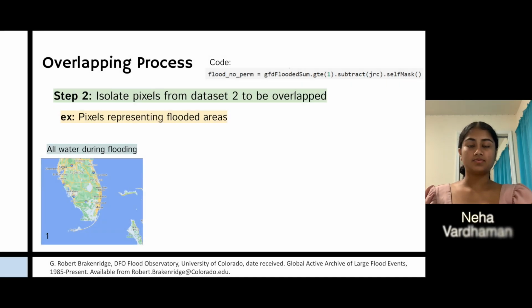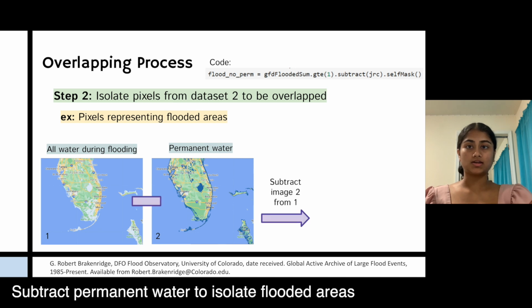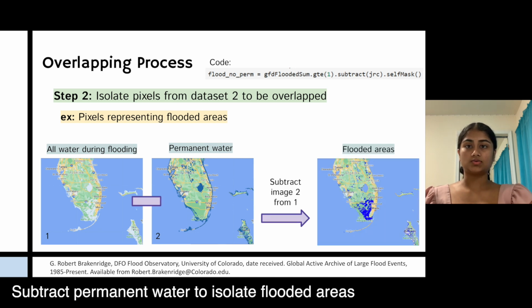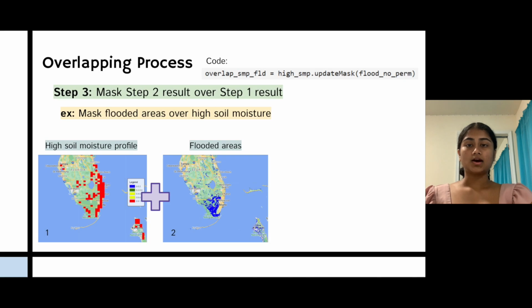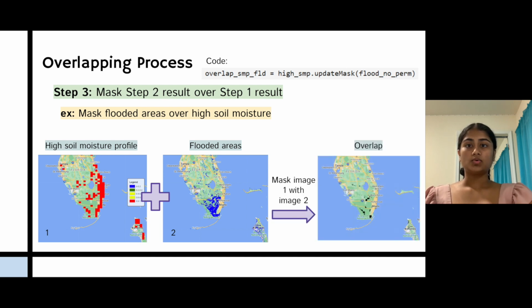Just like in step 1, we must isolate the data we want to overlap from dataset 2. Since the flooded band in the Global Flood Database includes permanent water, we have to subtract it from the raw data to isolate flooded areas, as shown here. Now we can overlap the two datasets. Since they now consist only of binary values, areas of overlap are areas where pixels from both datasets are equal to 1, which we isolated by masking dataset 2 onto dataset 1. So the black areas represent the overlap between high soil moisture and flood areas.